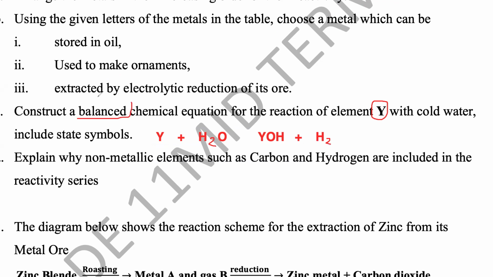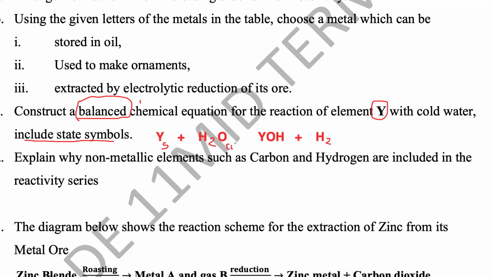Construct a balanced, so just constructing an equation, you have 1 mark. Balancing it up, 1 mark, including state symbols, 1 mark. That's why this question had 3 marks. So the state symbol here, we understand that this is a solid, and then the water is liquid.